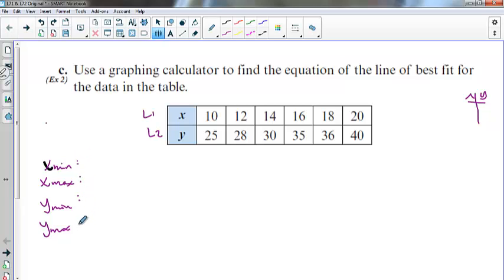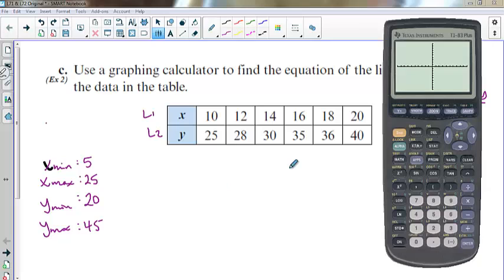So what would be a good X minimum value? Okay, I want to be a little below it so that I can see it. So 5 would be fine. Okay, X max, 25. Y minimum, 20. Y max. Okay, now that I have this, when I go to my calculator, I'm going to go to Window, and I'm going to physically change these things. Only these things. They aren't just in this order, so be careful.